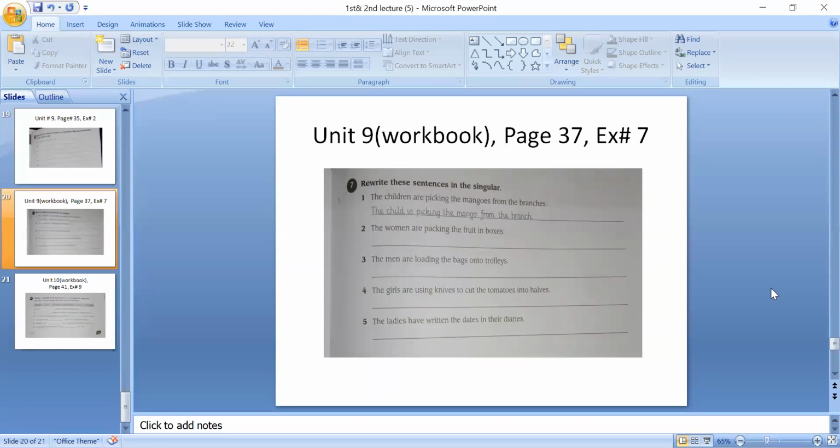Next, sentence number 3. The men are loading the bags onto trolleys. Now, I will be asking Usman Parvez.